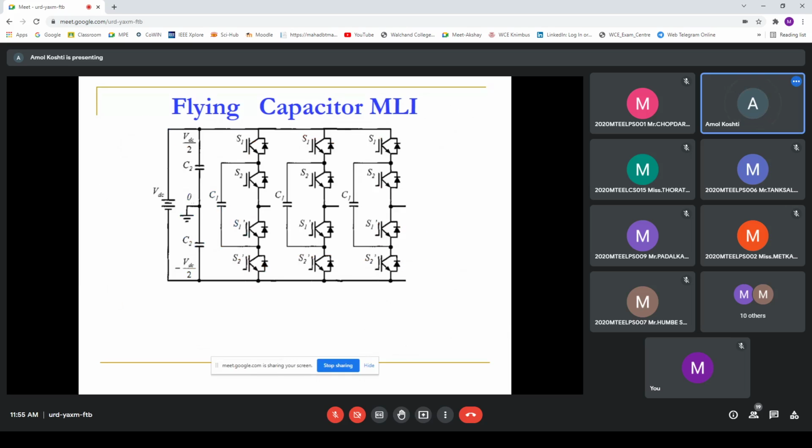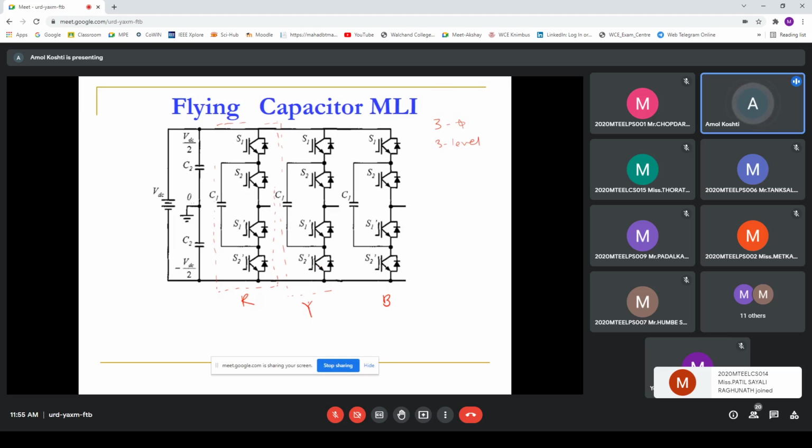After this, we have the 3 phase, 3 level inverter. This is the switching for the 3 phase, 3 level inverter. Here we have 3 combinations, or we can say 3 legs, one for every phase. Each leg represents one phase. This can be the R phase, this can be the Y phase, and this can be the B phase.